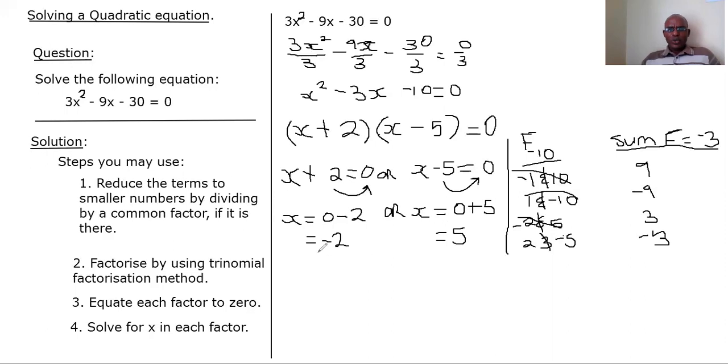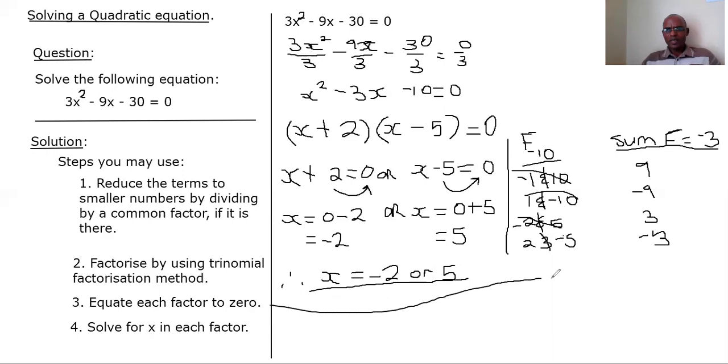Right? Now I have solved for x in each factor. Therefore, I am now going to state the value of my x, which is the root. I must always start with the smaller one. So my smaller value is minus 2, or it is going to be 5. These are my roots. So it means I am done in this case.